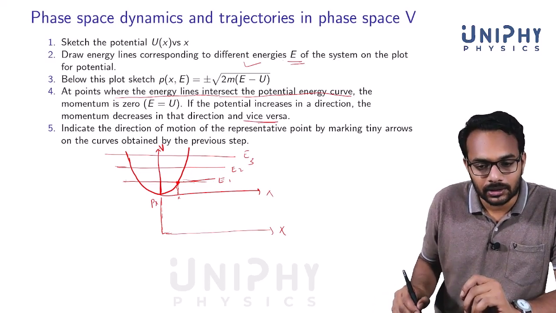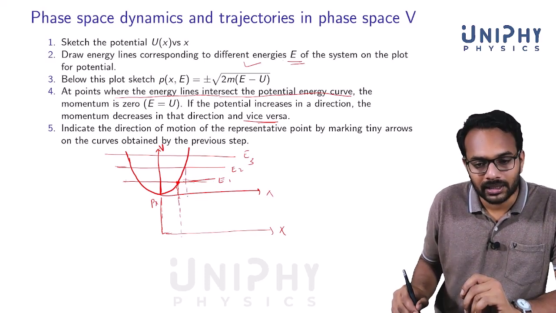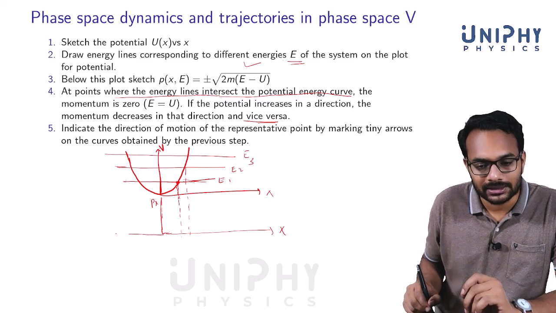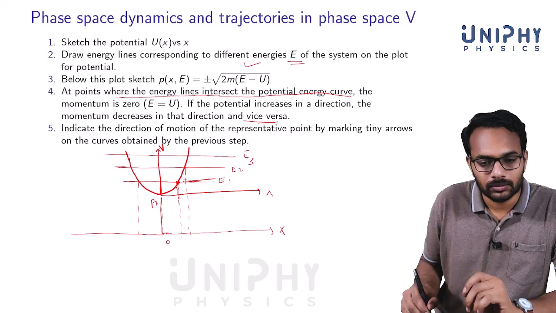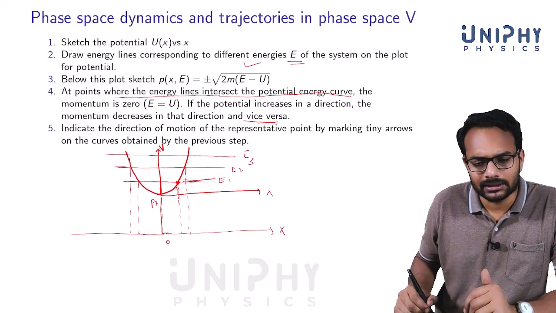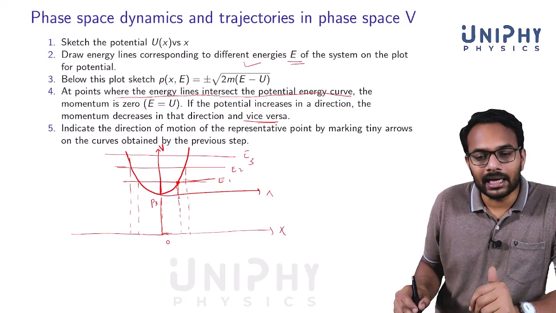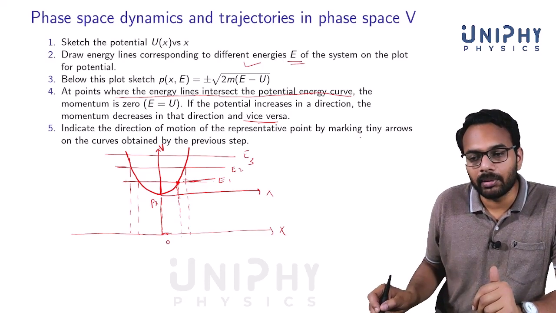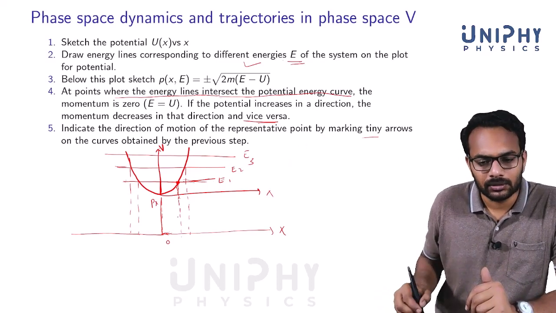So let's just drop these lines here. These are points where the momentum becomes equal to 0. So we need to extend this from 0 to both sides. This is true here also. Now we have got to start somewhere. Indicate the directions of motion of the representative point by marking tiny arrows on the curves obtained by the previous step. So we have to start somewhere.